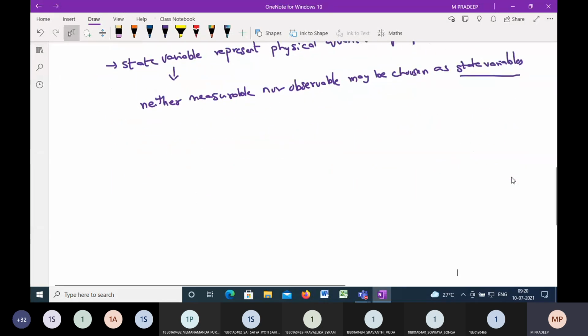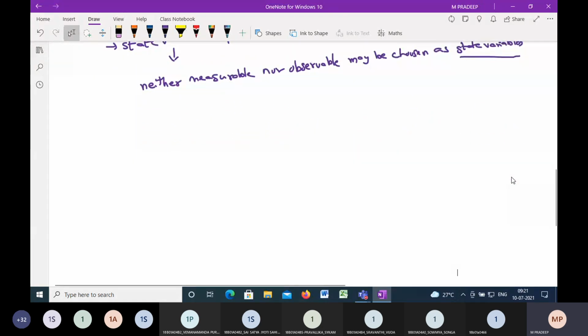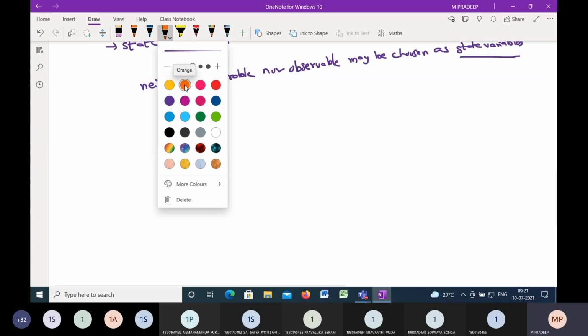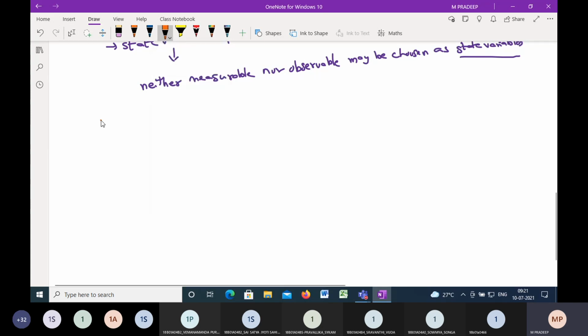Based on this, the drawbacks which we consider in the transfer function can be overcome by using the modern approach, which we call the state variable approach. Okay. So now we are going to see what we call the state space formulation.